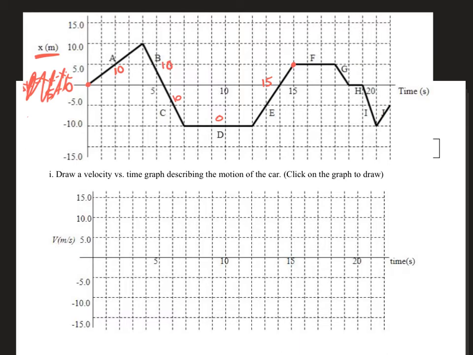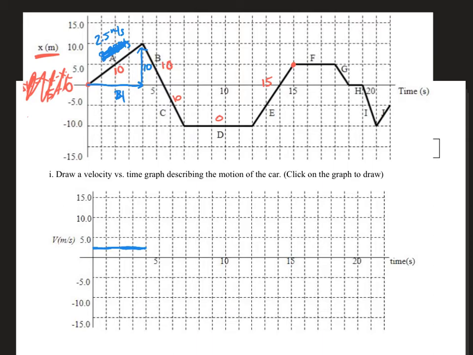So in section A, I'll do this in blue. The run here is 3 seconds. The rise is 10. What's 10 divided by 3? That's a slope of 3.33 meters per second. So that's for, that is 4 seconds. My bad. What's 10 divided by 4? 2.5 meters per second. So for 4 seconds, I'm going to graph 2.5 meters per second. That's my velocity in section A. Notice it's positive. It's moving east. That matches what my position graph says.